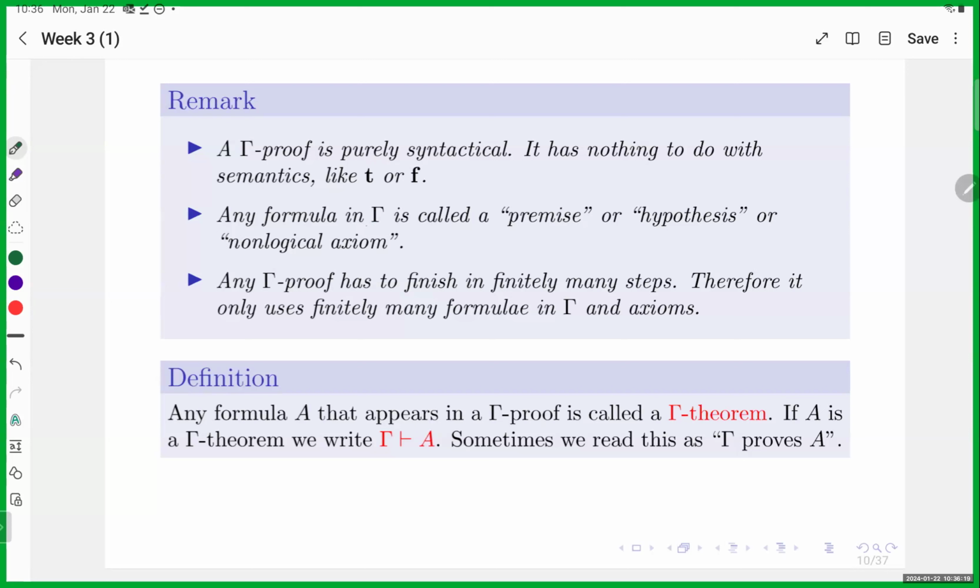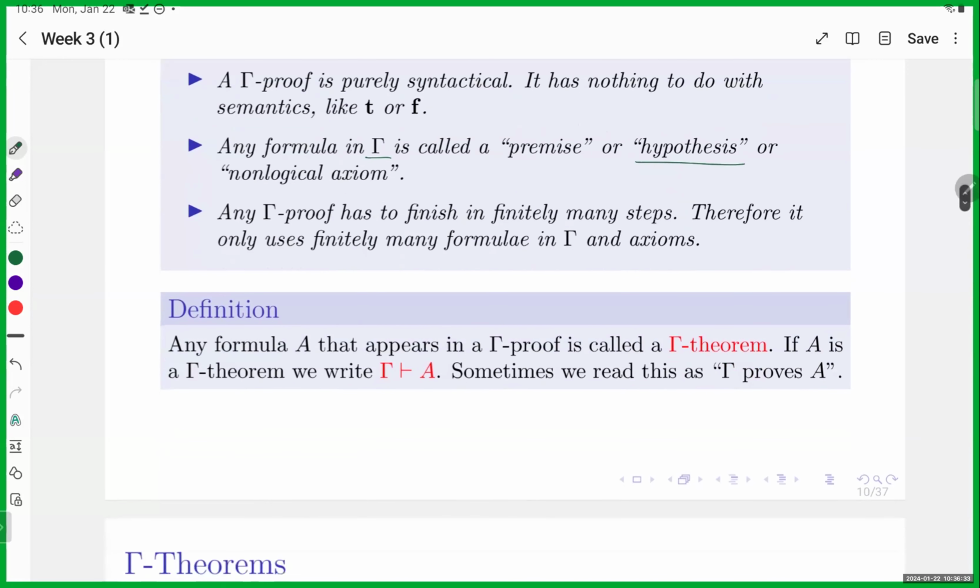Formulas in gamma, as I mentioned, are called premises or hypotheses, or sometimes non-logical axioms. I'm usually going to use the word hypothesis or premises. And the other remark that I want to make: a gamma proof is finite. It has to stop at some point. It's a finite sequence of formulas.